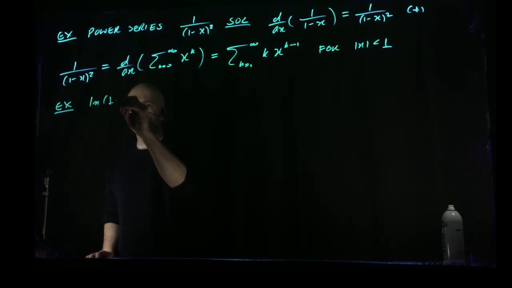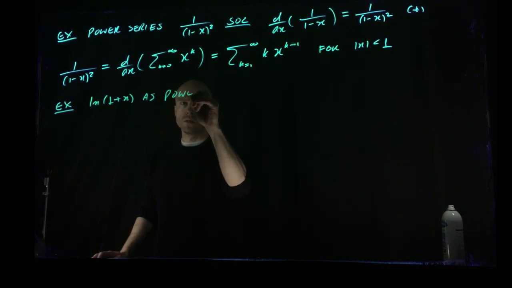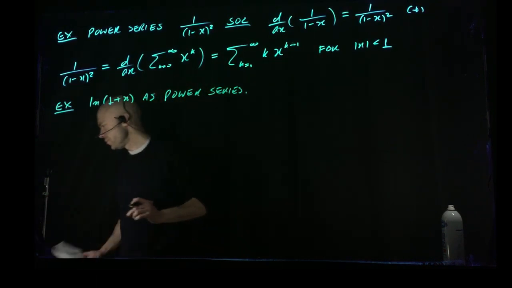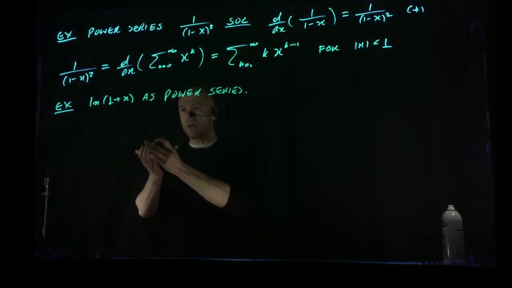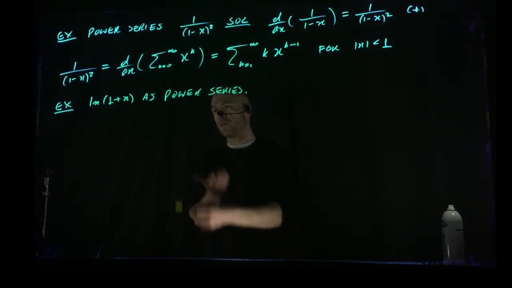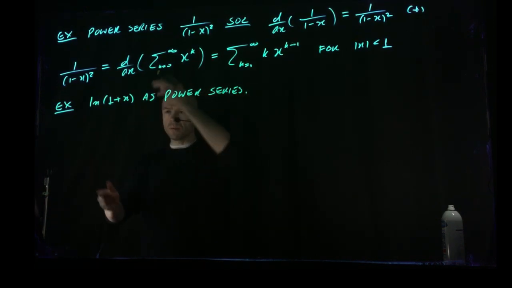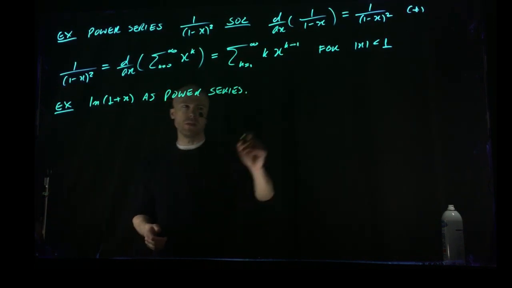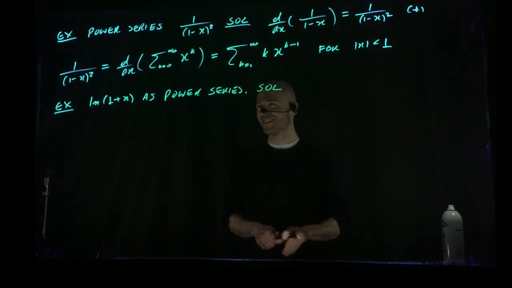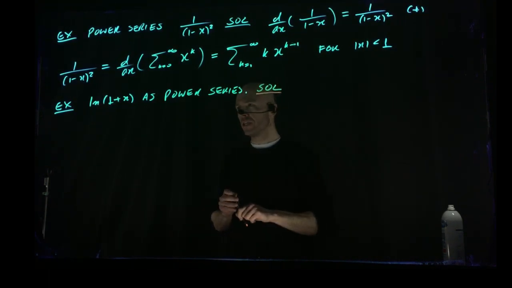Log of 1 plus x as a power series. Okay, so what about this guy? Well, again, this is obviously nothing we can do with any algebra. We can't turn this into the form of 1 over 1 minus x. But if we look at it for a little bit, what comes to mind? Well, if we differentiate this, all right, let's try this. If we differentiate this, what happens?